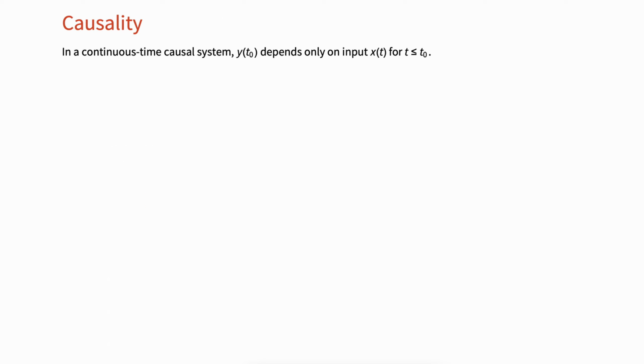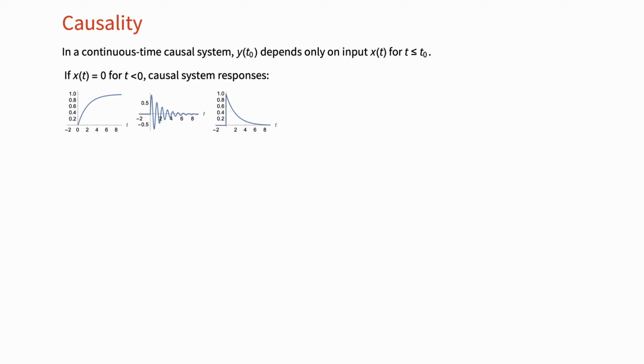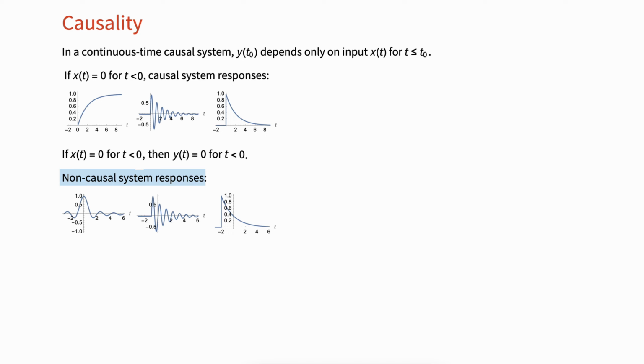The next property is causality. A causal system, both in continuous time and discrete time, is defined as a system whose output at any given time t0 depends only on the input at that time t0 and before that. This means that if the past history of x of t is 0, for example, for t less than 0, the output should also be 0 for t less than 0. These can be then examples of causal system responses, whereas these responses are non-causal system responses. X of t is 0 before time 0, but y of t is non-zero for t less than 0.